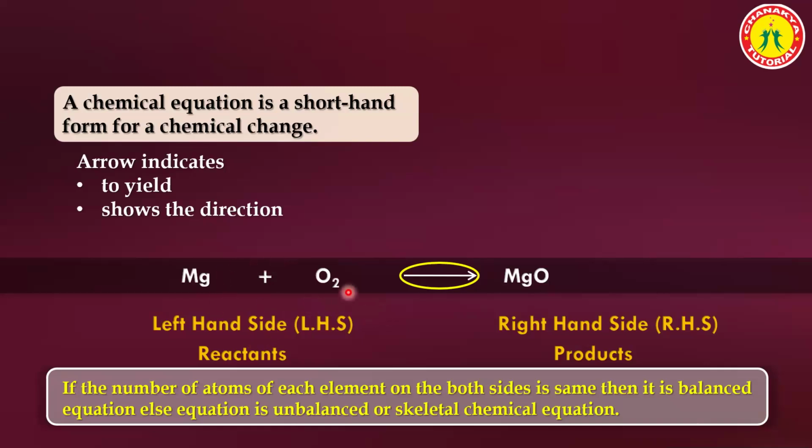So the equation we have is Mg plus O2 changing to MgO. It has 1 Mg on the left side and 1 Mg on the product side. Then we have 2 oxygen atoms on the left side, that is, 1 oxygen molecule, but only 1 oxygen atom on the right side. That is, the equation is not balanced. Hence, it is a skeletal chemical equation.